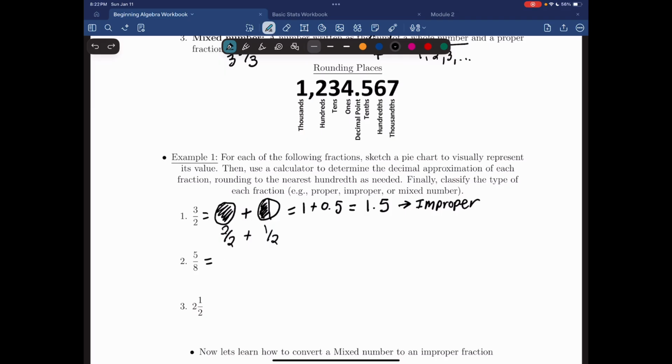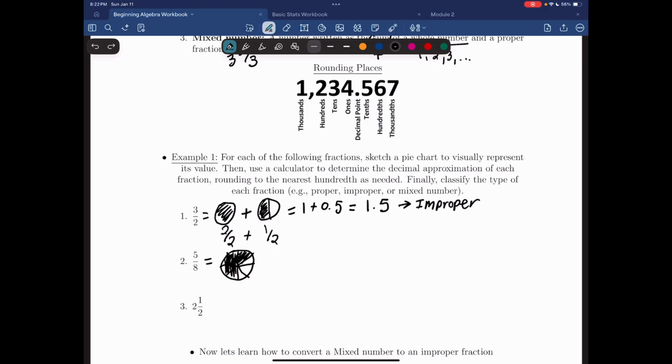But because this is over 8, we're going to have 8 parts to the pie. So I'm going to draw 8 parts, or 8 slices. So we have 1, 2, 3, 4, 5, 6, and 7, 8. Okay, so now we have 8 slices, and we need to shade in 5. So I'm going to shade in the first half, which is 4, and then 1 more, which is 5.